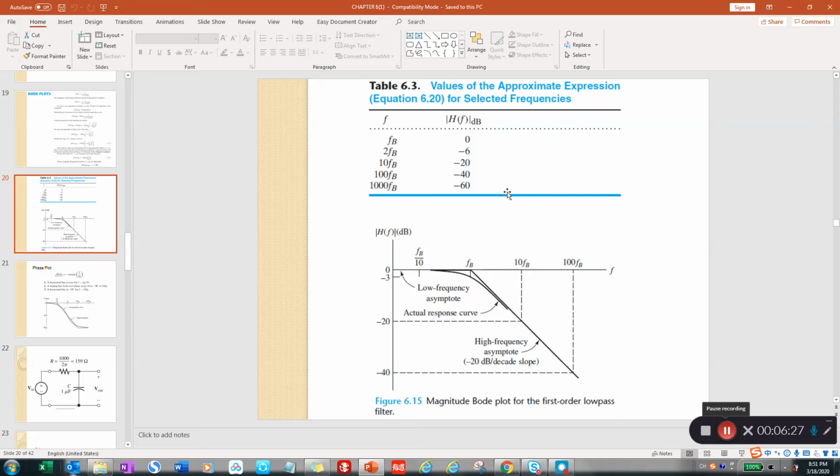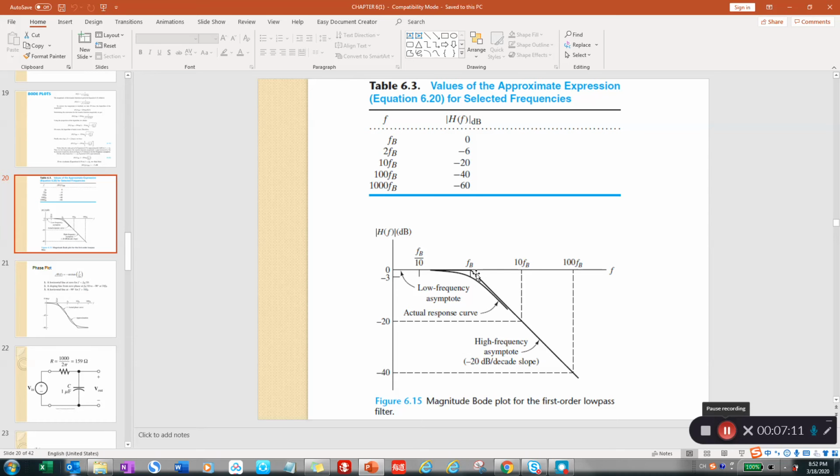We have these critical points. We know what the amplitude in dB is. Then we can draw it so that we can get the Bode plot. Now first, we know we need to identify the fb. The frequency is equal to 1 over 2 pi RC. If your circuit has been defined, then this frequency is defined. This is our break frequency, because at this frequency, we are going to see the change.